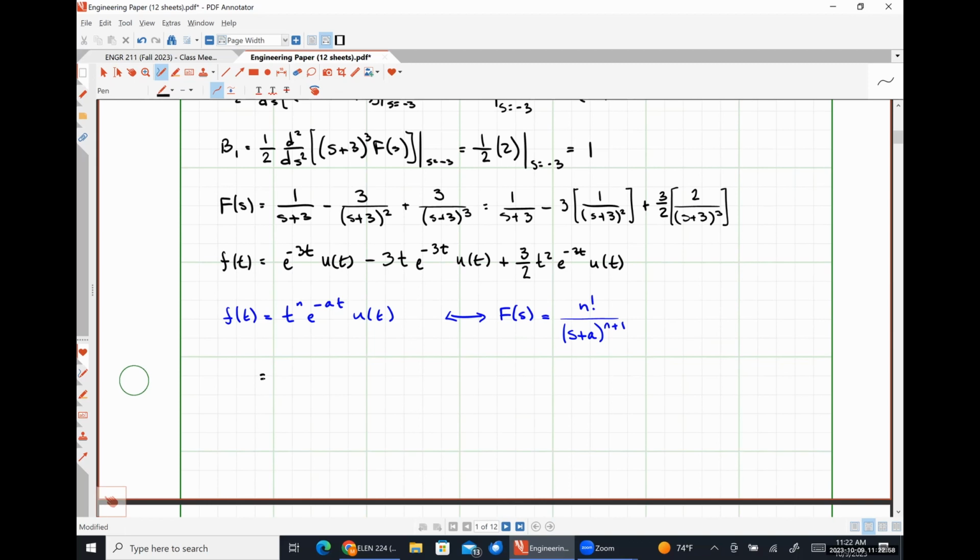Simplifying things or prettying things up, as it were, we could have e to the minus 3t times 1 minus 3t plus 3/2 t squared u of t.